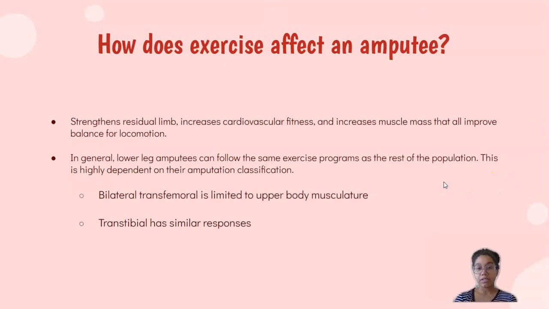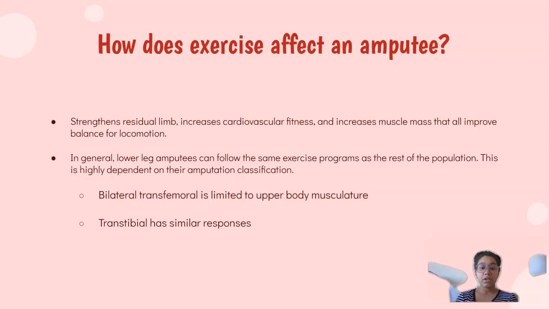And then exercise affects an amputee by strengthening their residual limb, increasing their cardiovascular fitness, and increasing their muscle mass. That all improves their balance for locomotion. While this improves their balance for walking, it also improves their balance for actually being able to exercise and for their activities of daily living. In general, lower leg amputees can follow the same exercise programs as the rest of the population, and this is highly dependent on their amputation classification.